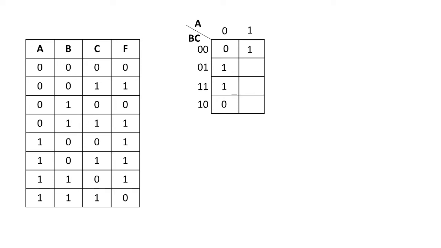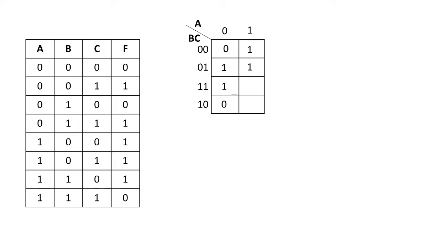Now watch the sixth row. Sixth row, A0, B0 and C1. Observe A0, B0, and C equal to 1. A0, B0, C1 and the function value is 1, that is kept in that position.